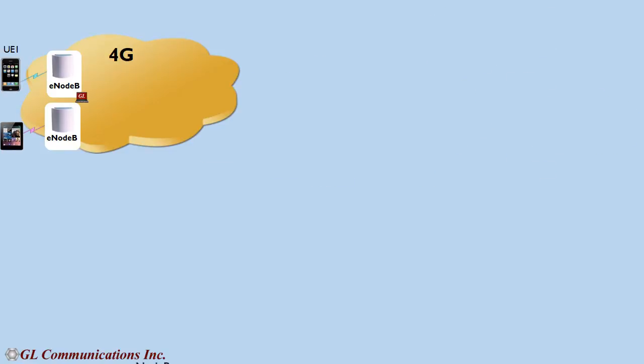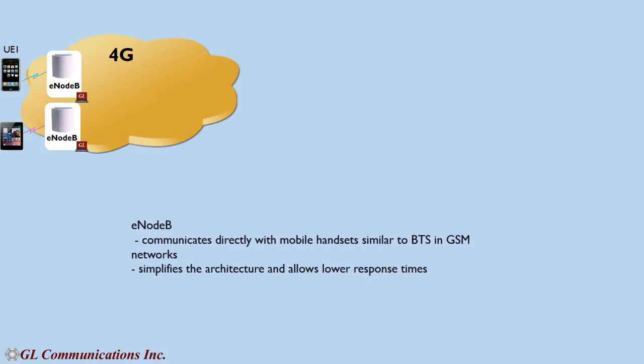eNode B, also known as Evolved Node B, is an element in LTE access network that communicates directly with mobile handsets, similar to BTS in GSM networks. Traditionally, a BTS in GSM network, or a Node B in UMTS network, has minimum functionality, and is controlled by a BSC or RNC. However, with an eNode B, there is no separate controller element. This simplifies the architecture and allows lower response times.